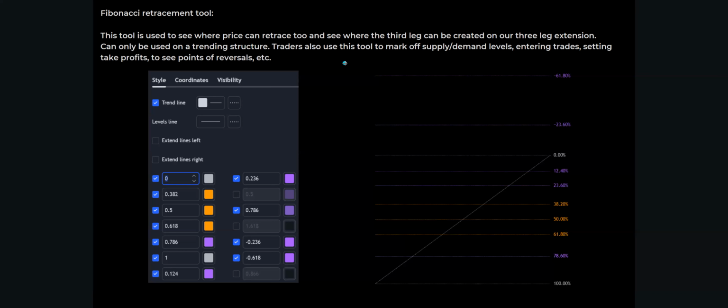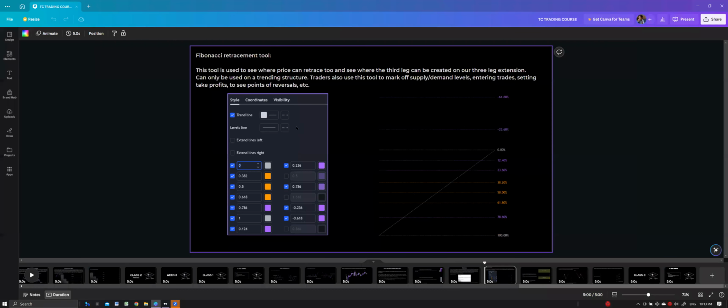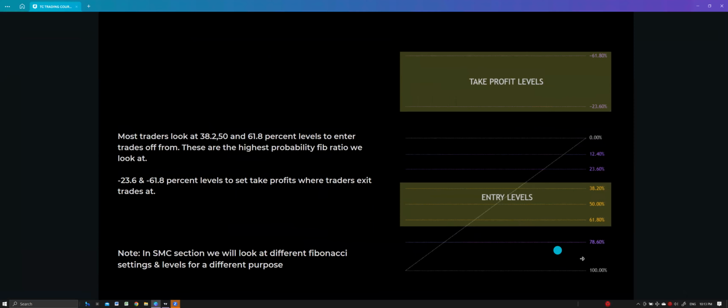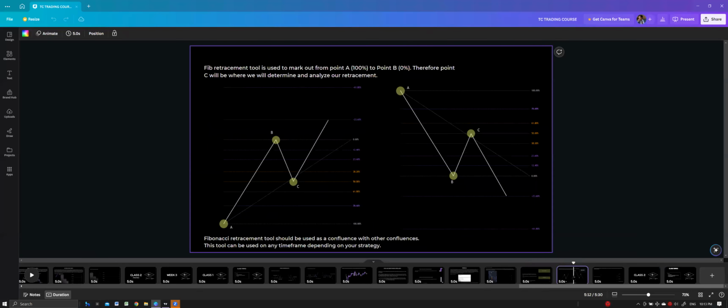A lot of traders also like to mark off their supply and demand levels using Fibonacci. They like to enter trades using Fibonacci, setting their take profits or even points of reversal. These are some concepts that I don't personally use, but I want to give this information to you, so possibly it could be beneficial to you, right? So let's look at Fibonacci and how to draw it out. I have a slide here before I show it to you. Hold on. Where is it? Yep, right there.